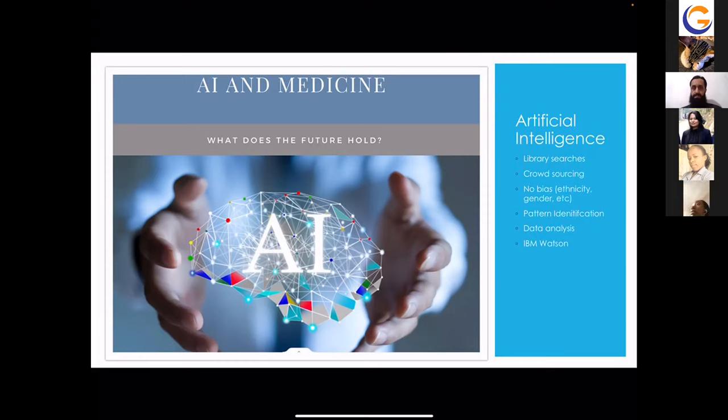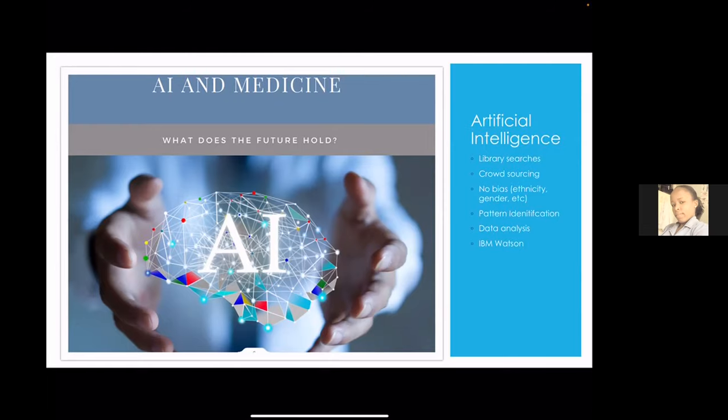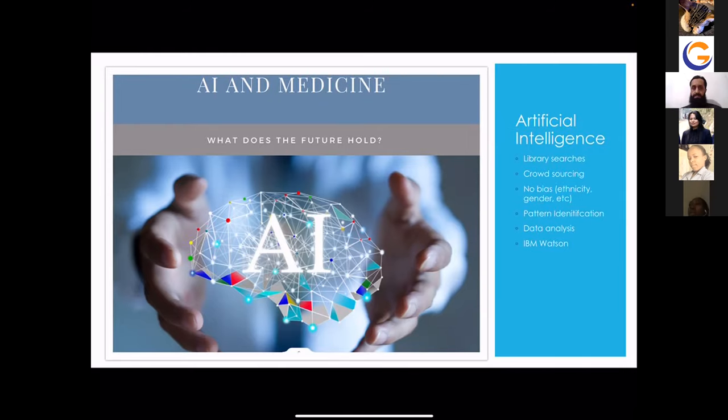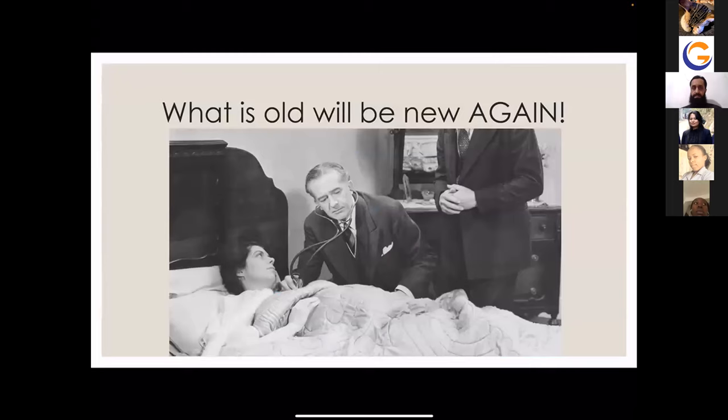IBM Watson is one of the artificial intelligence programs that we might have heard of. Originally, I think we all heard about it with Deep Blue, playing chess against the world's greatest players and winning. But now IBM Watson is also being used for medical and artificial intelligence. This also means that what is old will become new again.